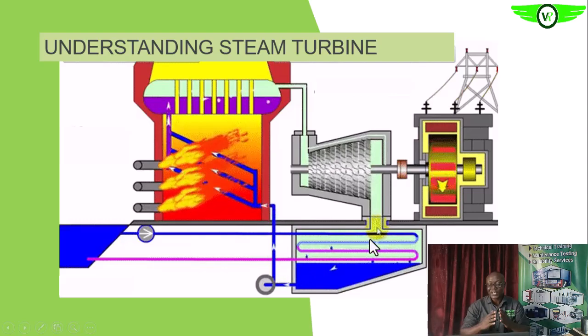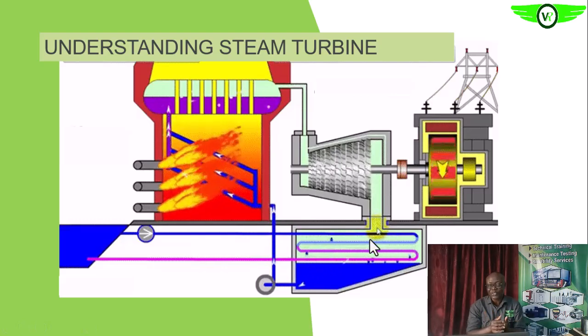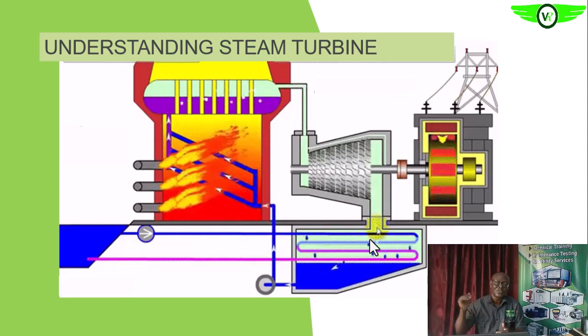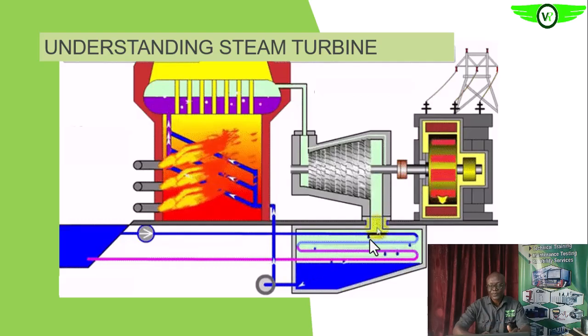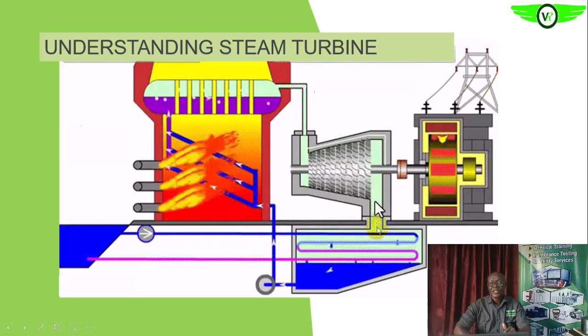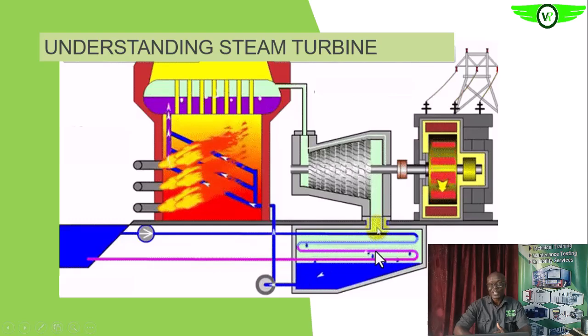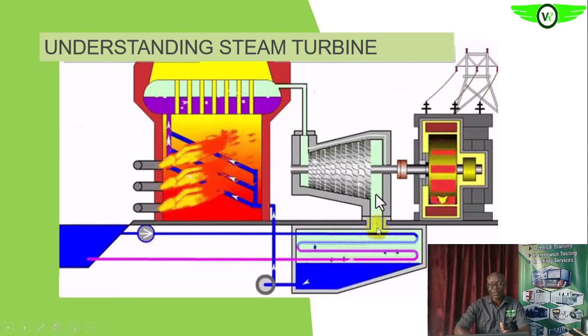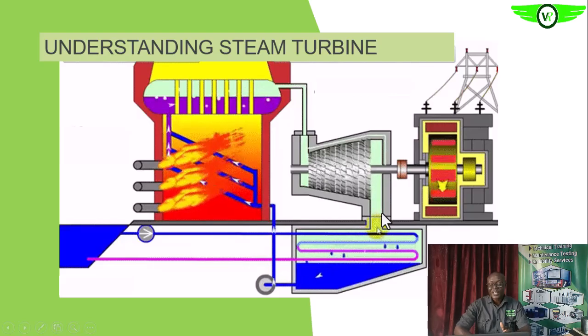As it is condensing, what happens to the volume? The volume will shrink. By virtue of the volume shrinking, that will create low pressure upstream of the flow of the exhaust. Are you getting it? That low pressure created here will make more steam flow through to the condenser. That will invariably increase the efficiency of the turbine.